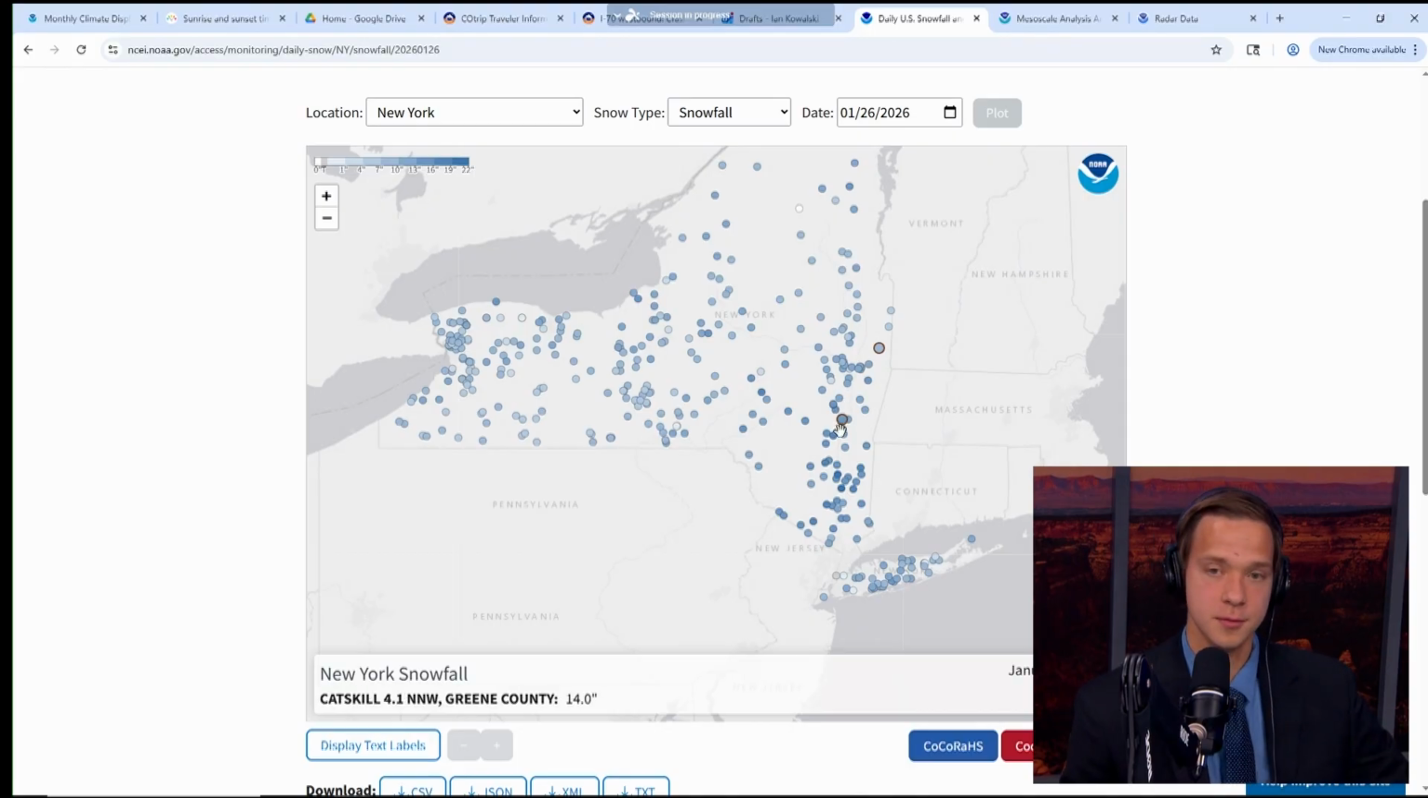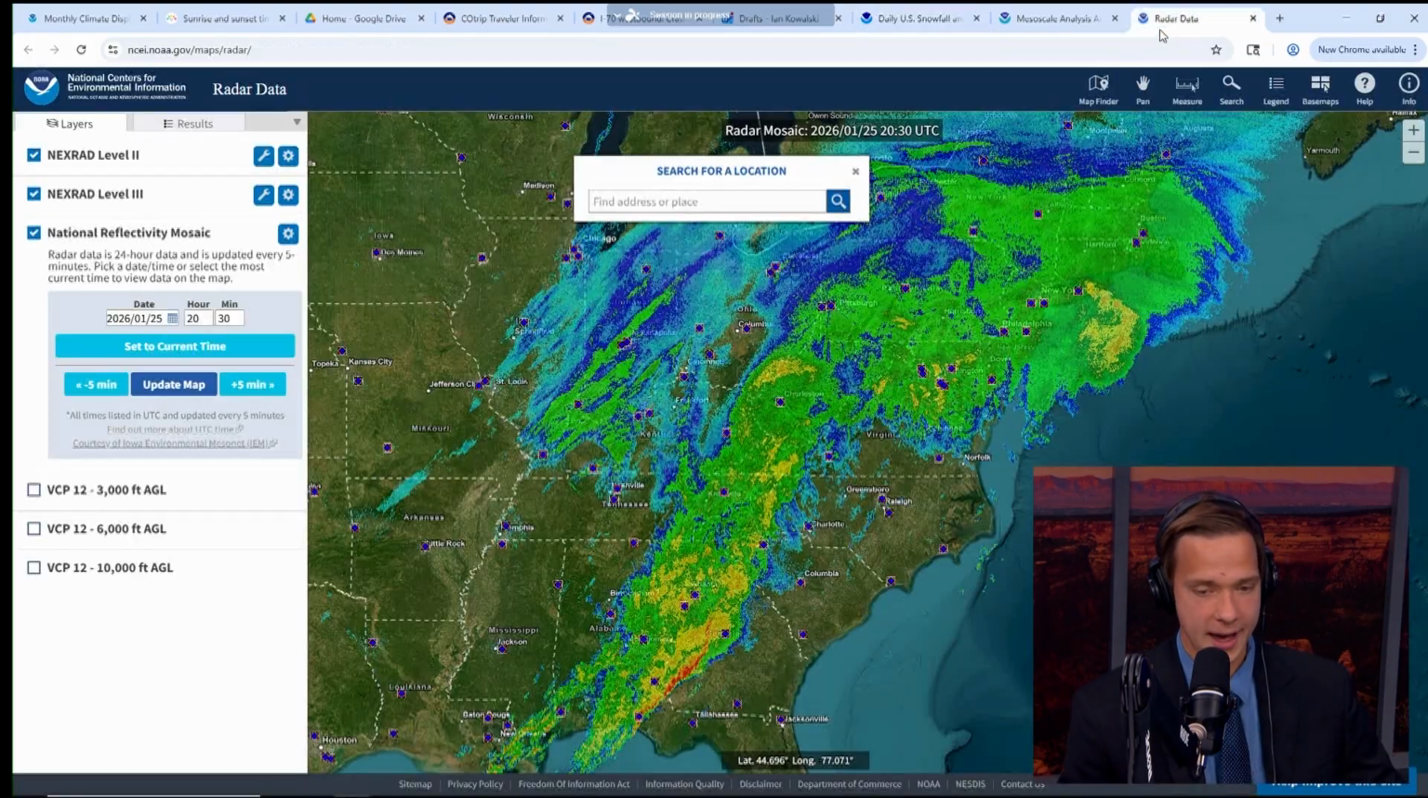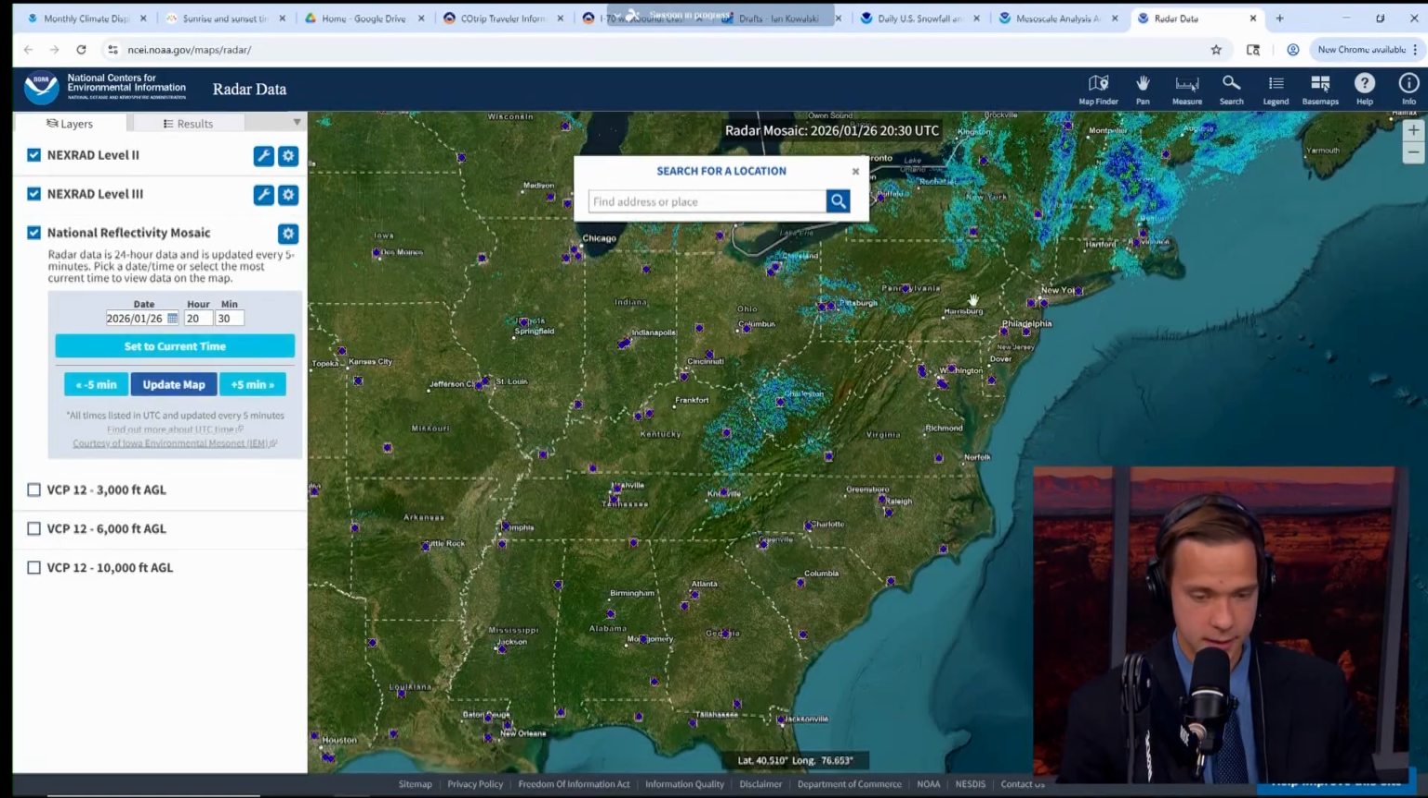And then it just goes up even more and even more because you get on the back end of that system. That's kind of where the heavier amount of snowfall ended up being. So we can update our map, see that here.